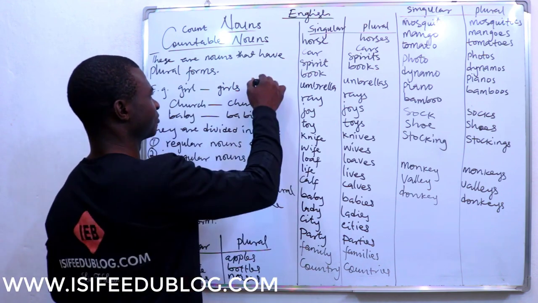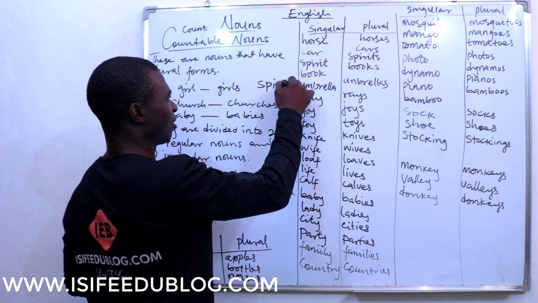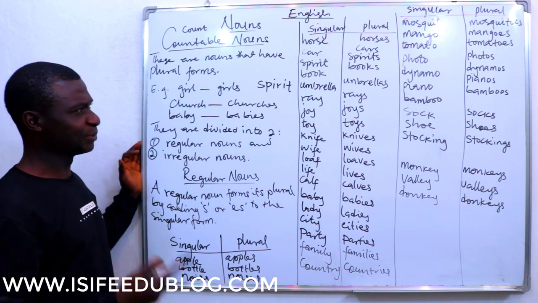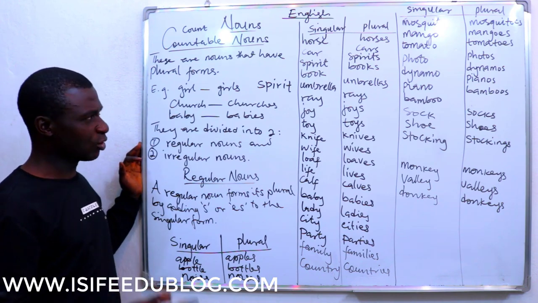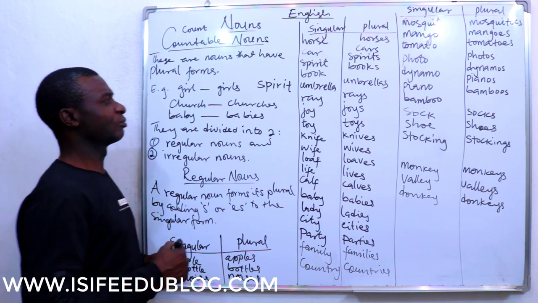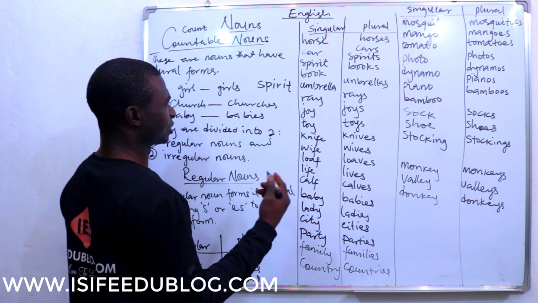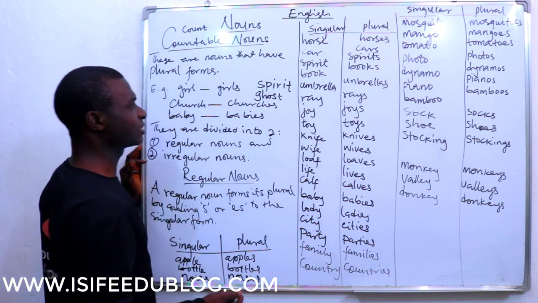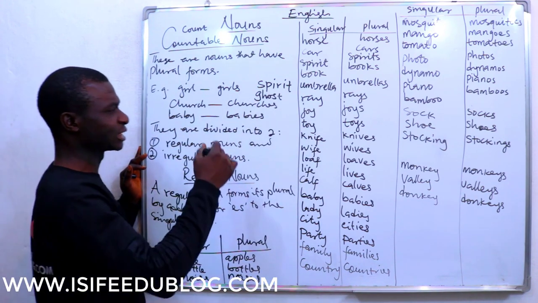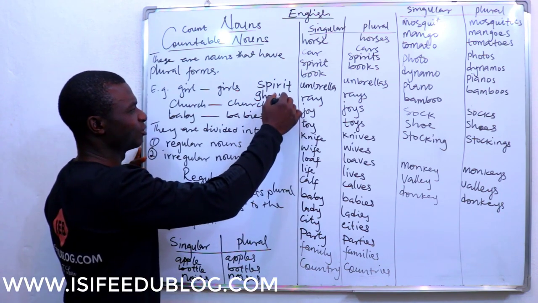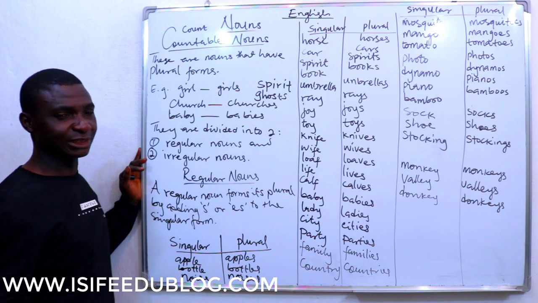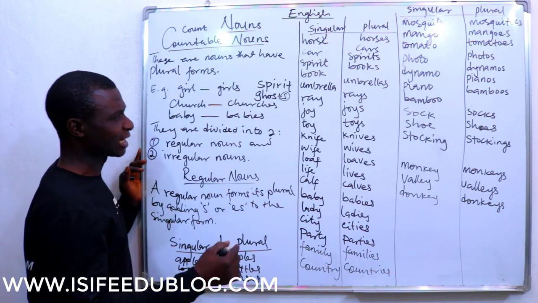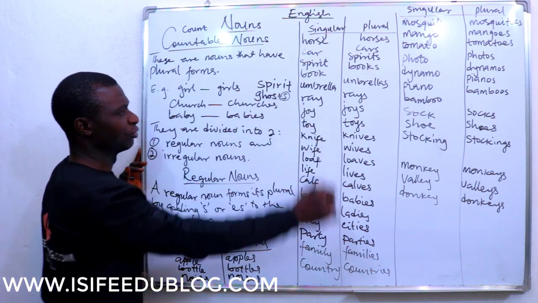For instance, spirit. Some people believe in spirit, others do not believe in it. That is the idea that people can appear when they have died, ghosts or things like that. You know, some people believe in ghosts, some do not. But then the word ghost is a count noun. That is, it can be counted. It has plural form, so to say. Whether you believe it or not, ghost is a count noun, or a countable noun, because it has a plural form.